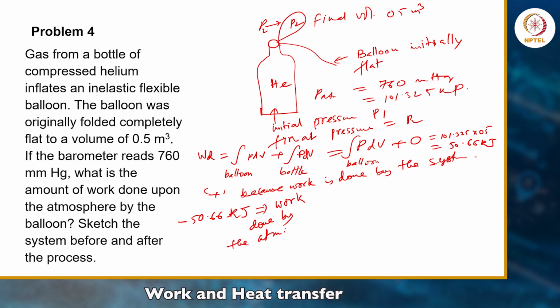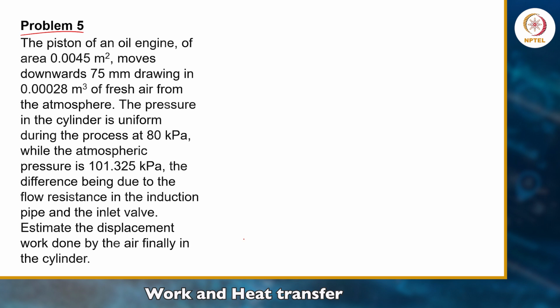Right? Another problem: the piston of an oil engine of area 0.5 square meter moves downward 75 millimeter, drawing 0.00028 meter cube of fresh air from the atmosphere. The pressure in the cylinder is uniform during the process at 80 kilopascal, while the atmospheric pressure is 101.325 kilopascal. The difference is due to the flow resistance in the induction pipe and the inlet valve. Estimate the displacement work done by the air finally in the cylinder. So first draw this cylinder.